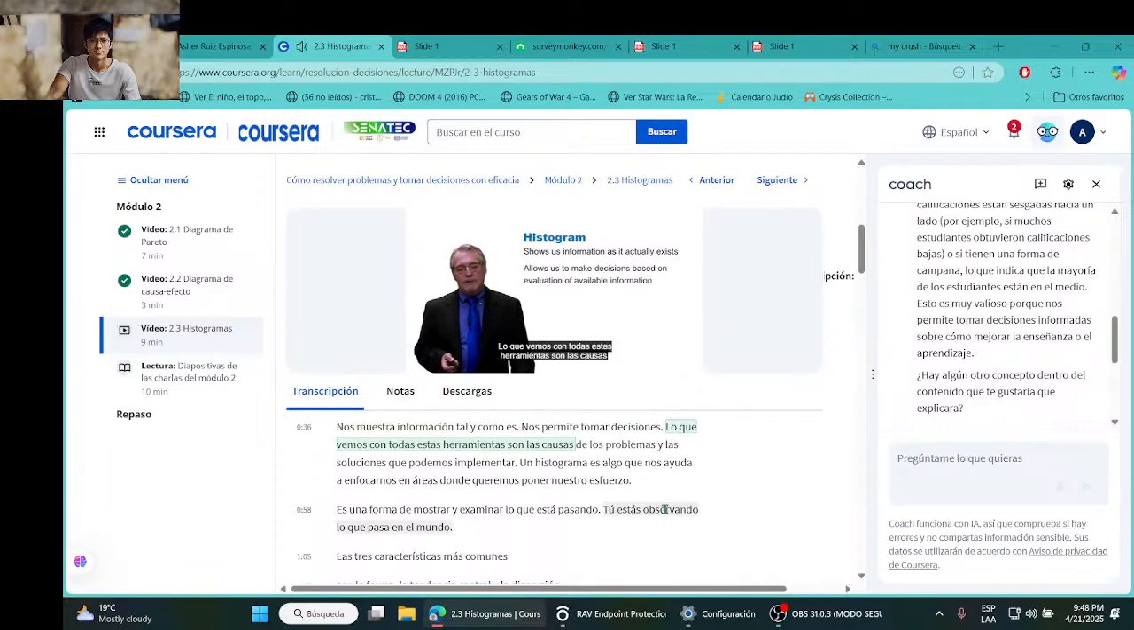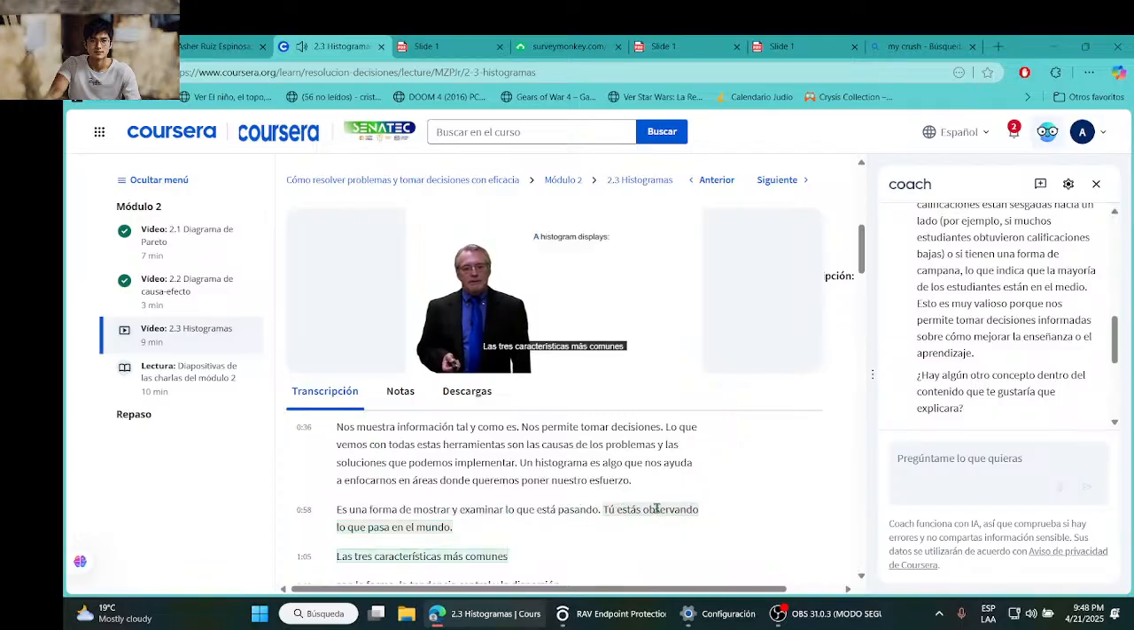What we're looking at with all of these tools is what is causing us problems and what kind of solutions we can put in place to deal with those problems. A histogram is the thing that will help us focus in on areas where we want to put our efforts. It's one way to display and examine what's going on. We're just looking at what's going on out here in the world.